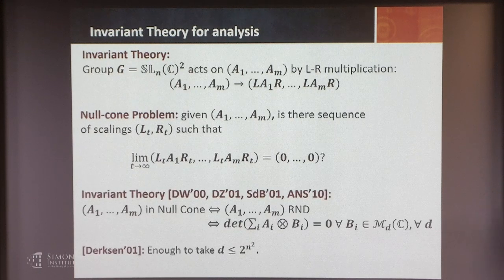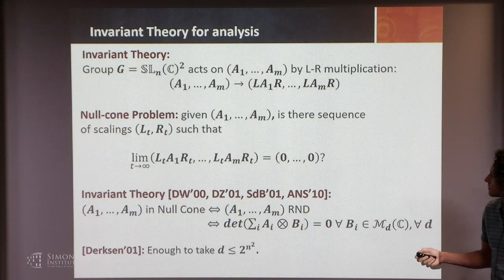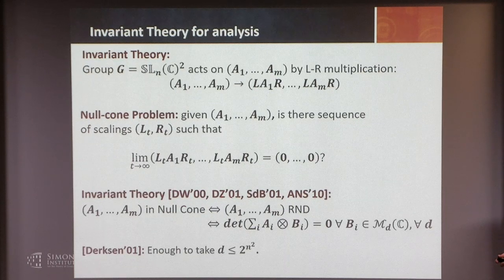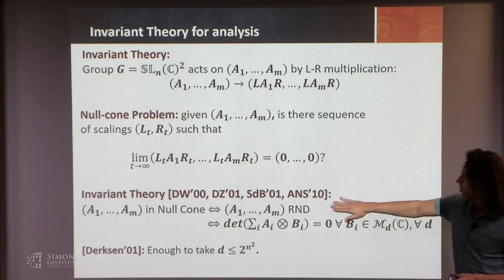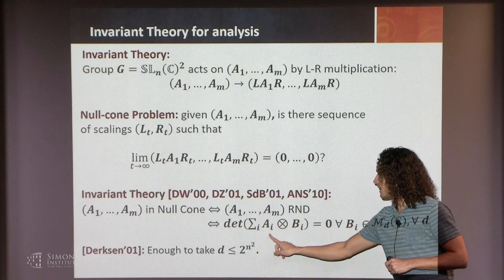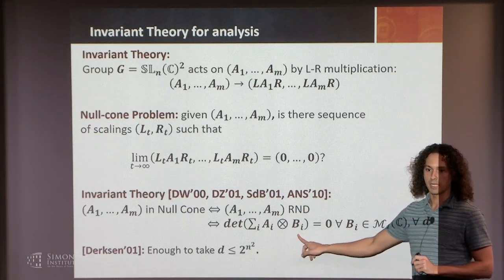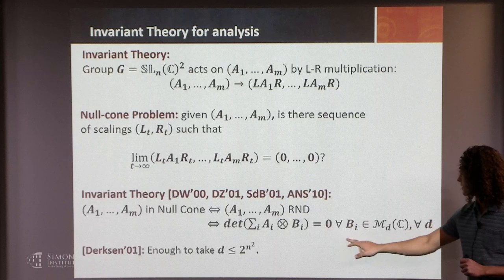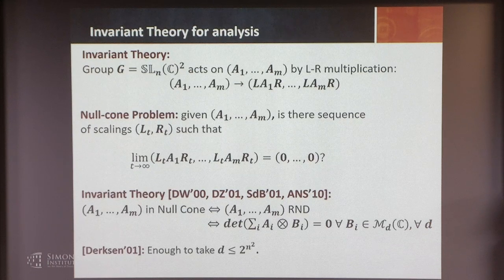And as a result, by Derksen and Weyman, Zubkov, all these people prove that this tuple of matrices is in the null cone if and only if this tuple of matrices is rank non-decreasing. One cool thing about it is that this tuple of matrices is rank non-decreasing if and only if the determinant of the sum of A_i tensor B_i, for any matrices B_i that you pick of the same dimension, is equal to zero for all the B_i. So it's an if and only if.